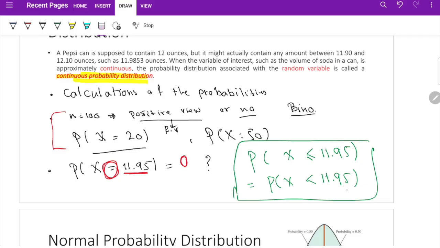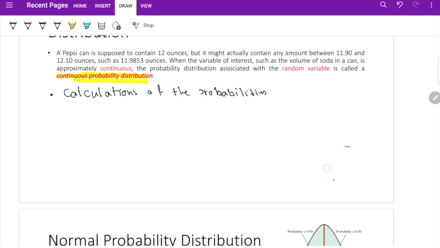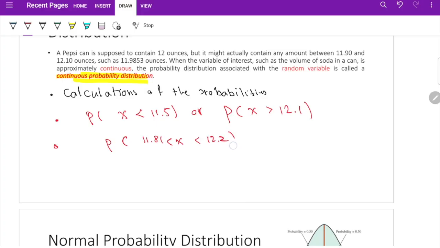When you have a continuous probability distribution, you cannot find the exact probability for a certain value. However, you can do this for a range. So for the Pepsi, you can ask me, what is the probability that the can contains less than 11.5 ounces? Or what is the probability that the can contains greater than 12 ounces, 12.1 ounces? Or what is the probability of x between two values, let's say 11.8 and 12.2?